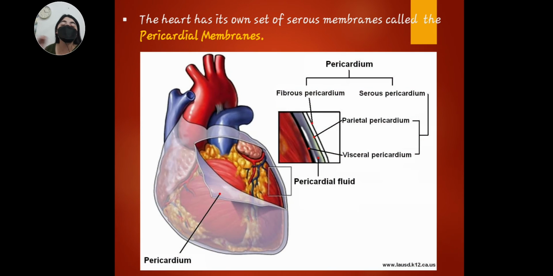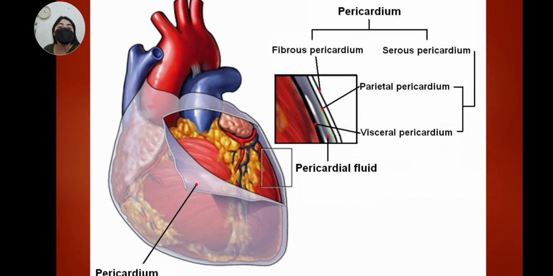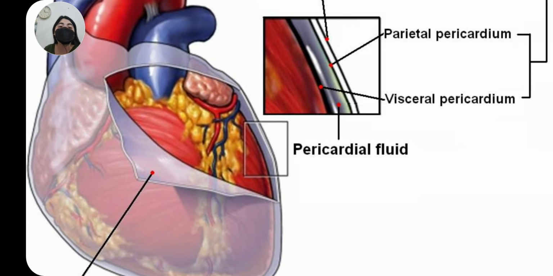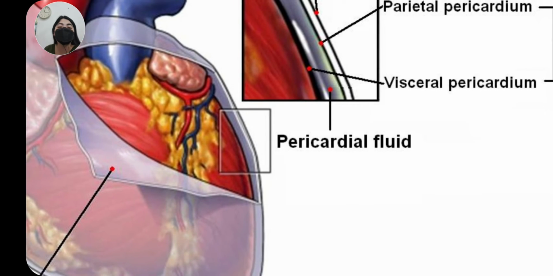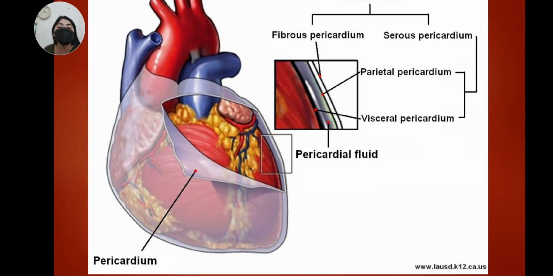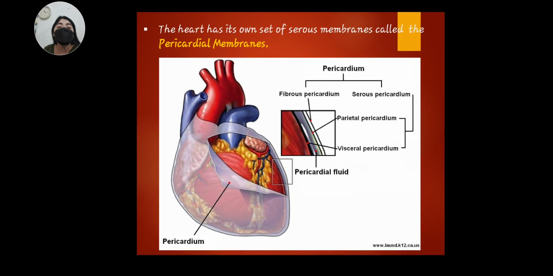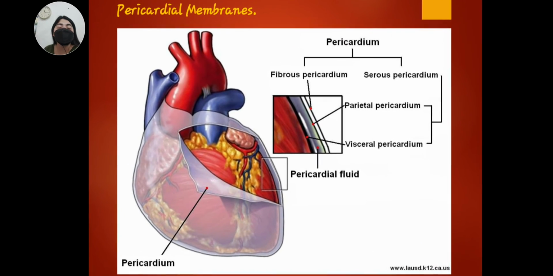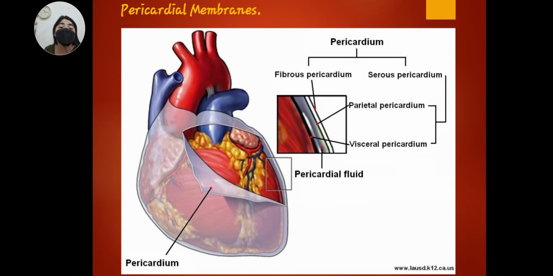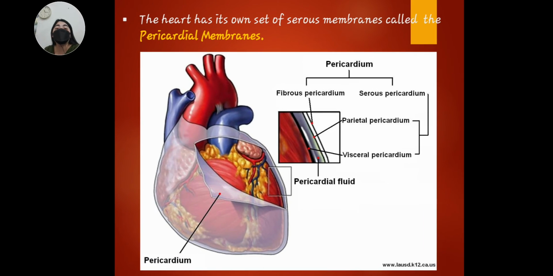Let me show you the illustration. As you can see, this one. Let me zoom in. Okay, so that is your pericardial fluid, and this is your pericardial membranes. You can see the different parts of the pericardial membranes. We have the pericardium. We will be discussing that furthermore in the heart or the cardiac system, where we will also discuss the membranes in each system. Okay, let's proceed.